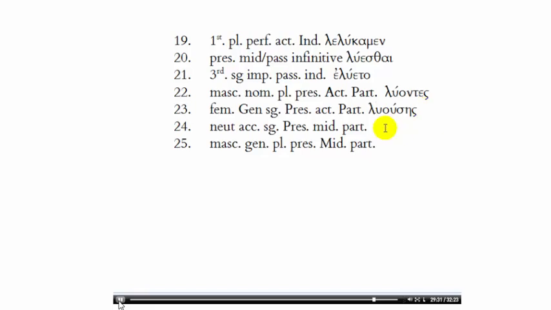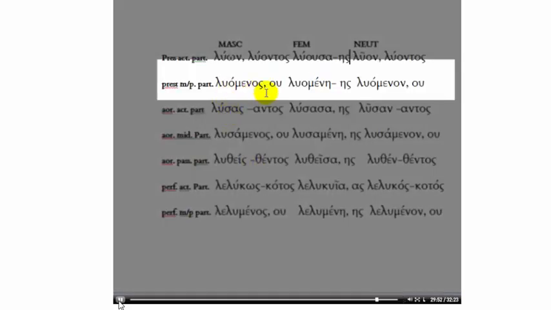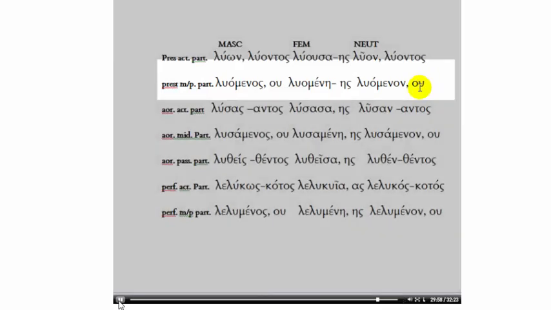Let's continue here. The neuter accusative singular present middle participle. Well, we haven't looked at middle or passive participles yet. It turns out in the present tense, just as the finite forms are ambiguous with the middle and passive endings, so also with participles. They're the same. But what are they? Luomenos, luomenou, luomene, luomenes, luomenon, luomenou. They decline like what?